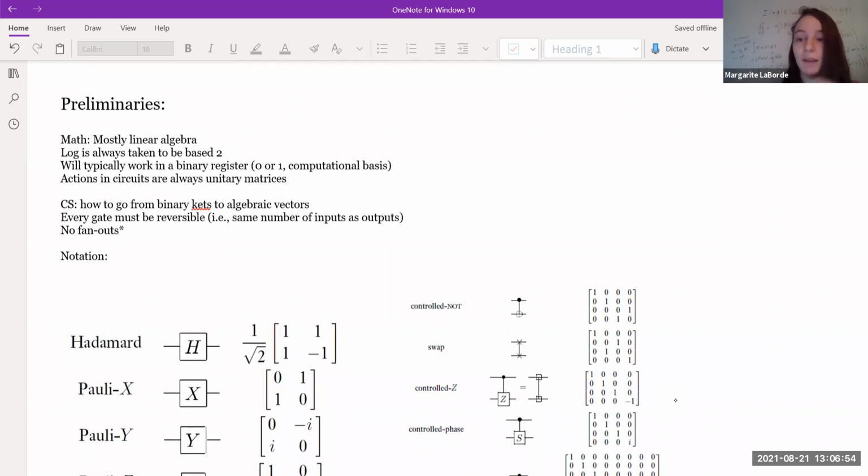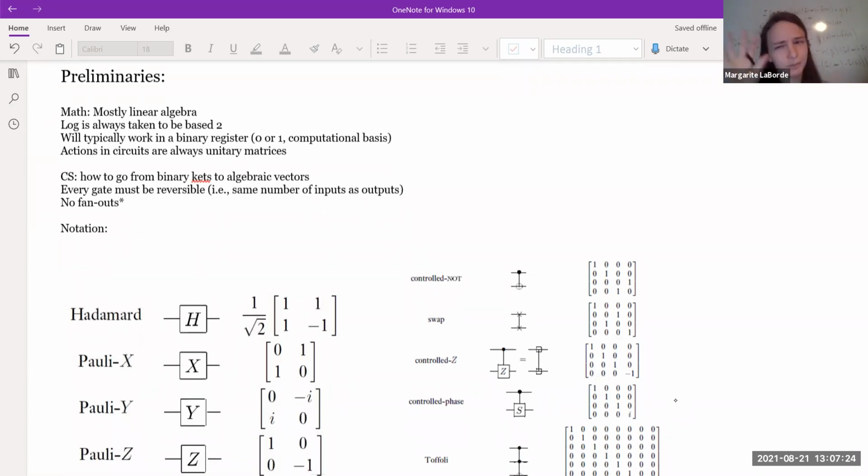If you're math, everything is linear algebra, so that's pretty convenient, but you should just note whenever there's a log, it's base 2 because we're doing computer science, kind of, sort of, not really. And we're always going to try and work in a binary register unless otherwise stated. That's your computational basis. And we require, whenever you're taking an action in a quantum circuit, that they're always unitary matrices. This is just a quick overview, things we're going to get into much more in depth.